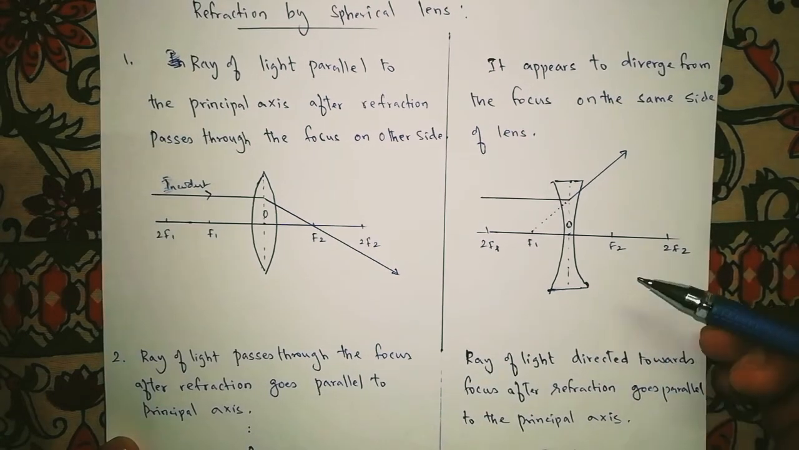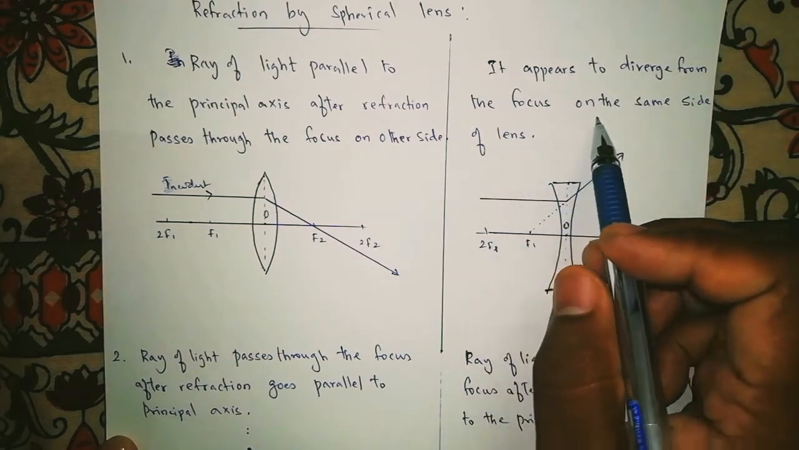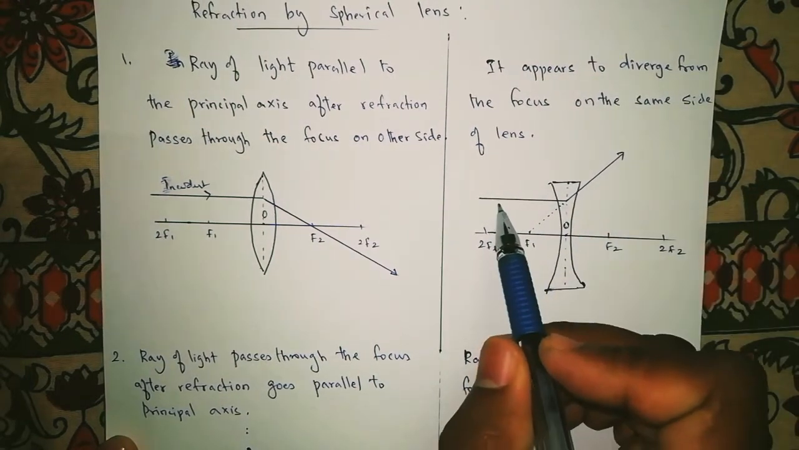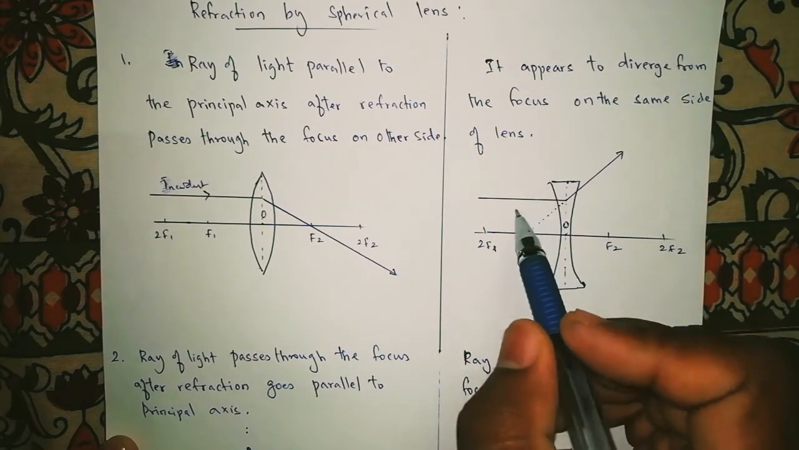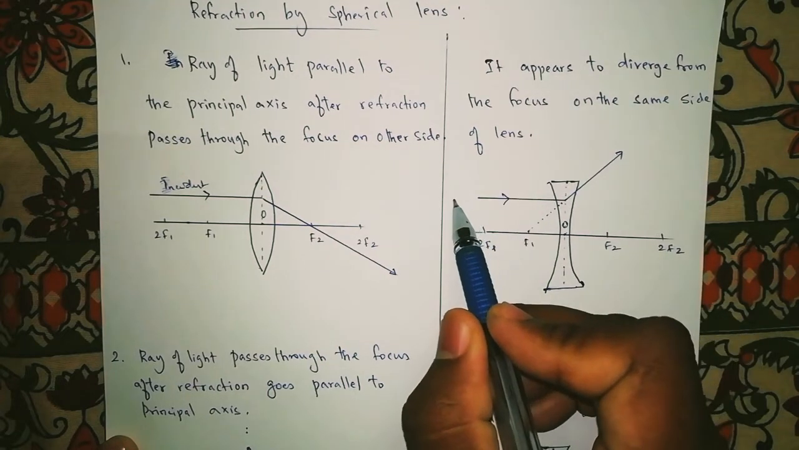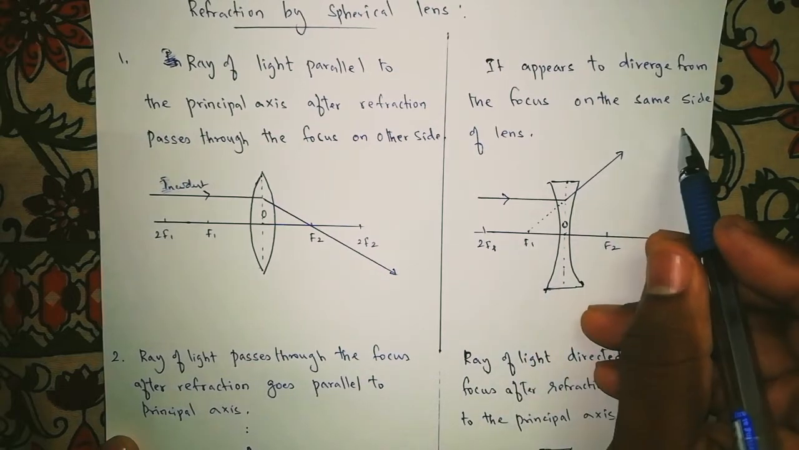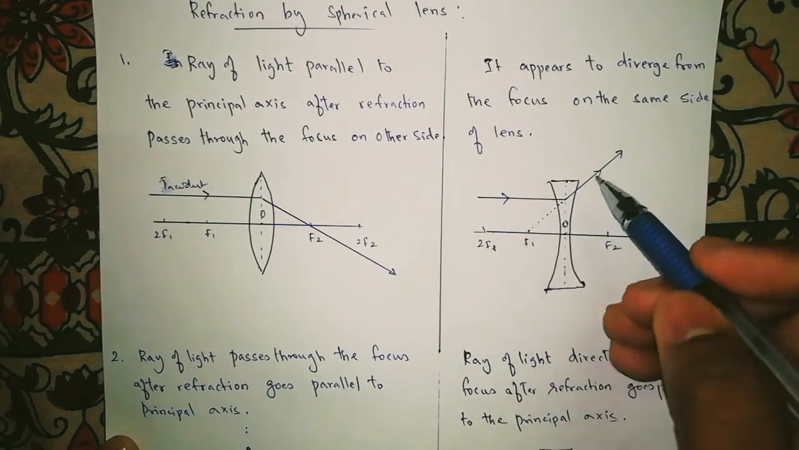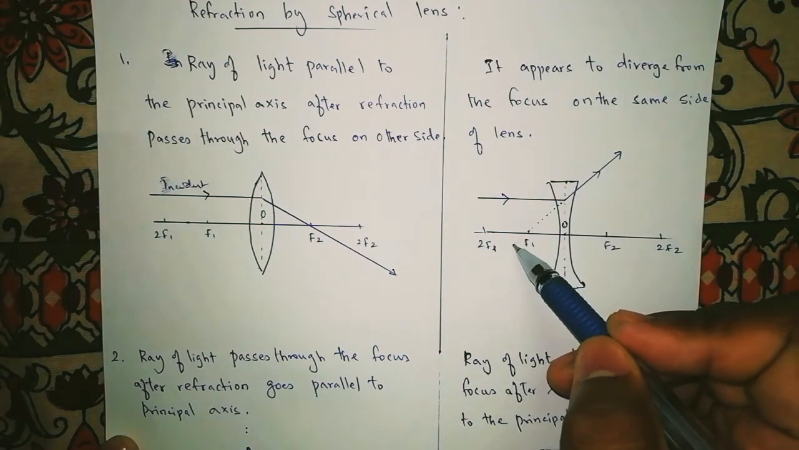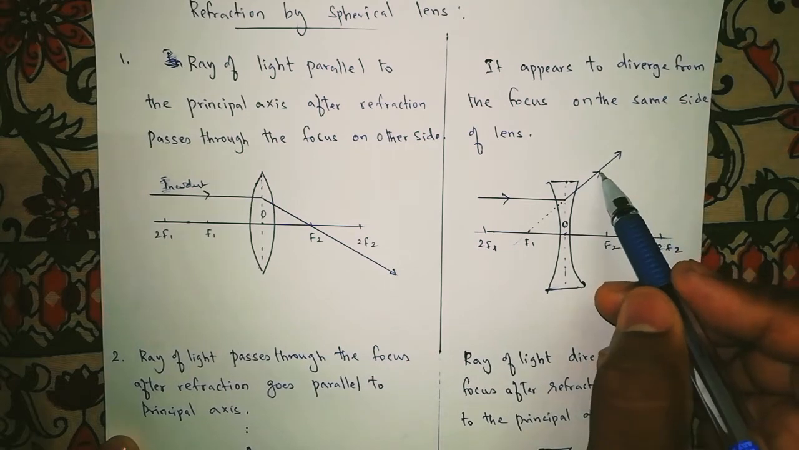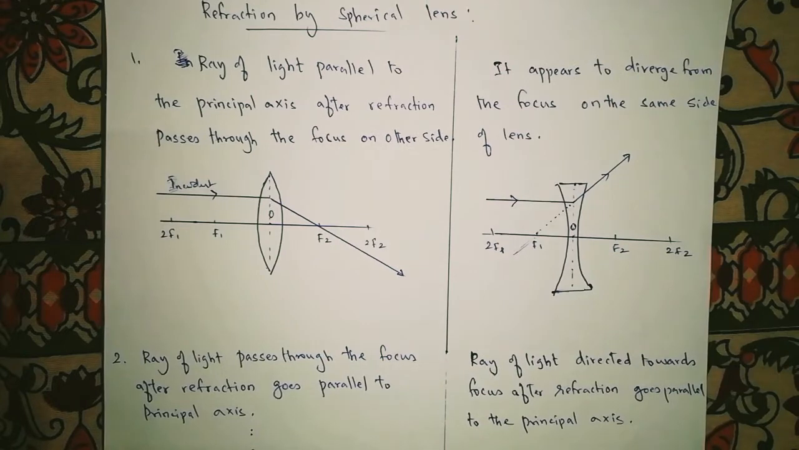Okay, let's move on to the concave lens. It appears to diverge from the focus on the other side of the lens. As you see, this is the concave lens, it is a diverging lens. What happens when an incident ray comes parallel to the principal axis? It gets diverged, obviously. But when you extrapolate it on the other side, it actually appears to come from the focus. That is one thing we should know.